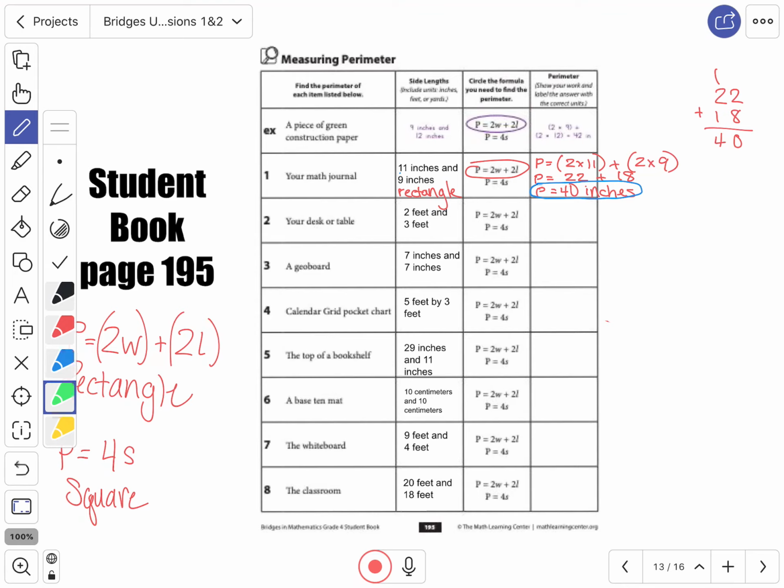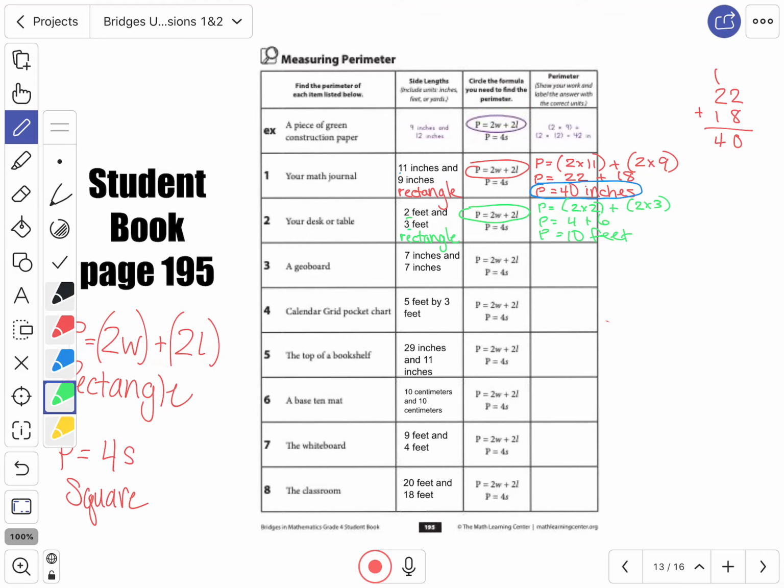All right, I'm going to use a different color just so we don't get confused. Your desk or table. So notice that the measurements are a little different this time. We have 2 by 3. Again, that is a rectangle, okay? Which means that I'm going to use the top formula again, okay? I only use the bottom formula when I'm talking about a square. All right, so perimeter equals 2 times 2 plus 2 times 3. All right, perimeter equals 4 plus 6. So the perimeter of my desk or table is 10 feet. That's it. Not 10 feet squared, remember, because we're talking about perimeter and not area.